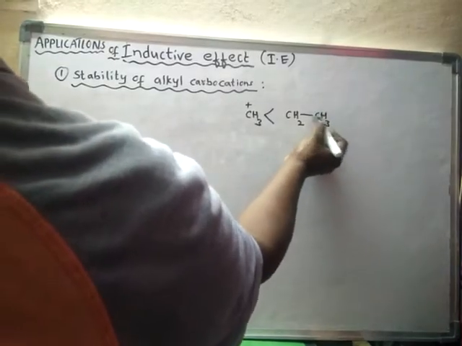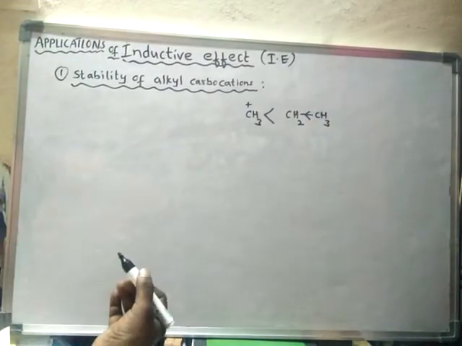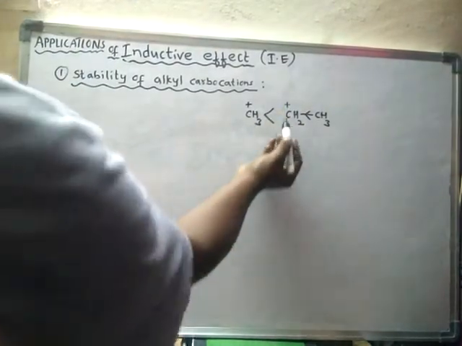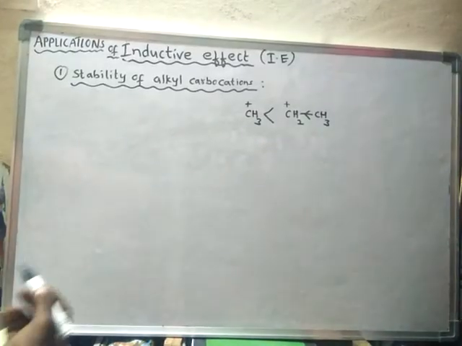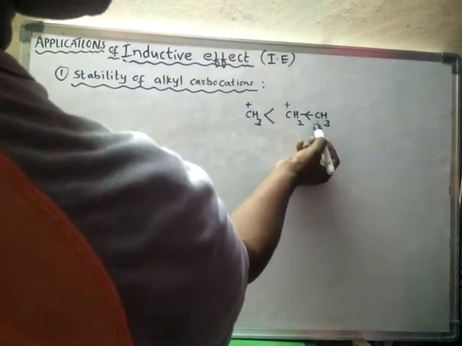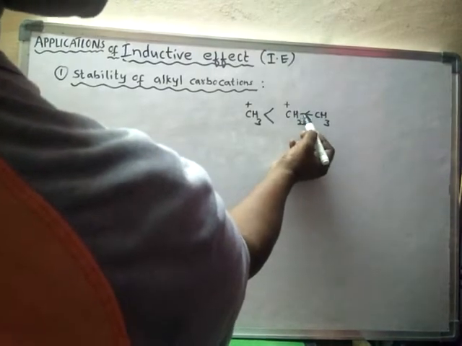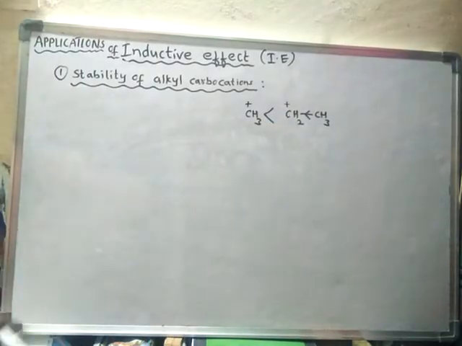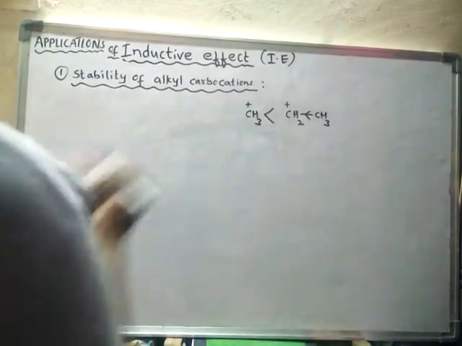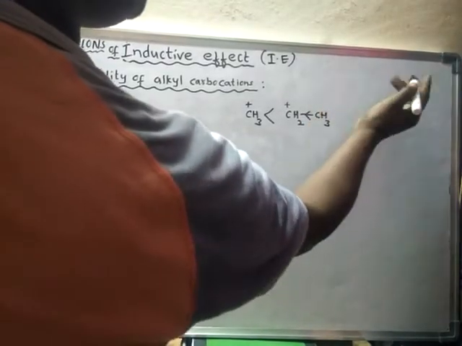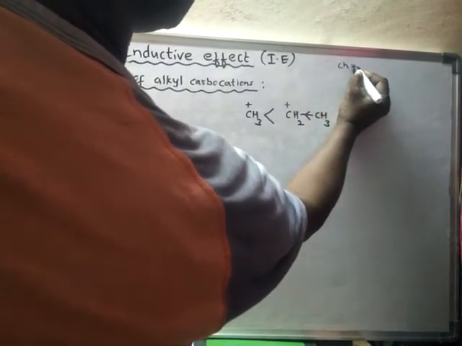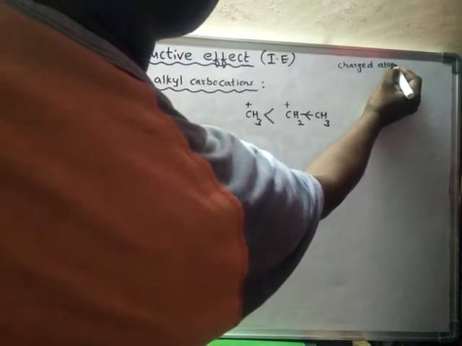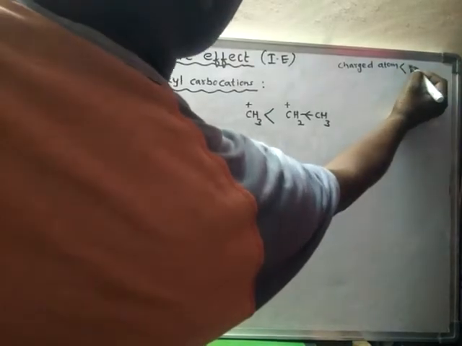The nature of this methyl group is to pump or release electrons. This is a carbocation, so it is suffering from lack of electrons. The methyl group will release electrons onto this carbon. As a result, the positive charge is decreased. Remember that a charged species is less stable than a neutral species.